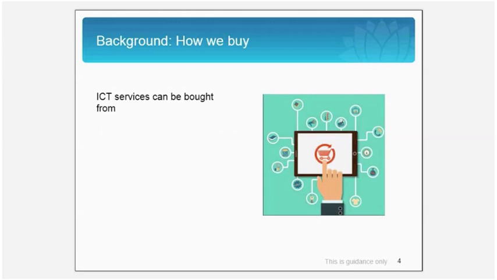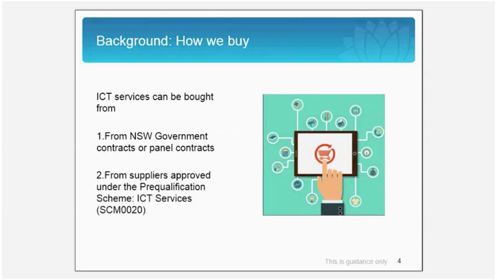A bit of background on how we buy. New South Wales government agencies can buy ICT services by engaging in either of two ways: the New South Wales government contract or panel contracts, like the whole of government hardware contract 999, or from suppliers approved under the pre-qualification scheme, the ICT Services Scheme 0020.